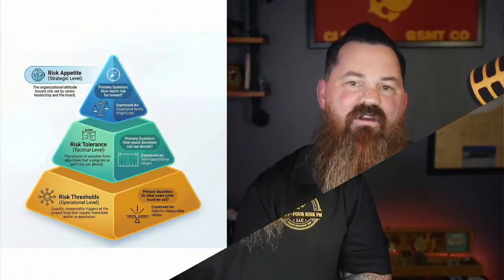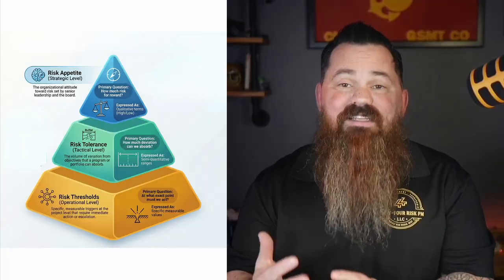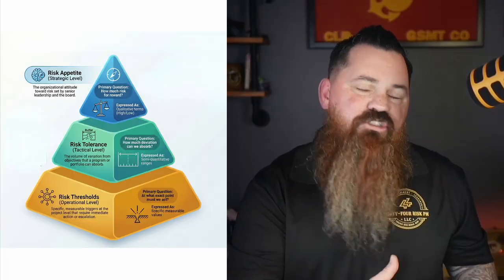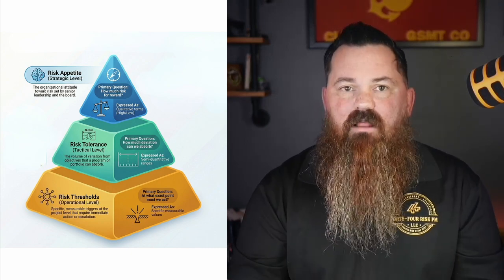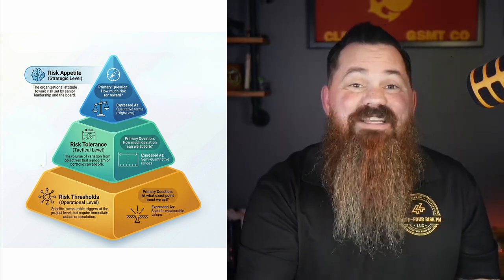First, we've got to establish the big picture here. These three concepts exist in a hierarchy that flows from organizational strategy down to project execution. Risk appetite flows into risk tolerance, which flows into risk thresholds, all making up your overall risk capacity.